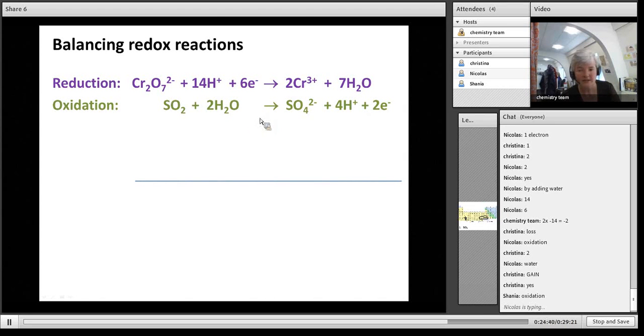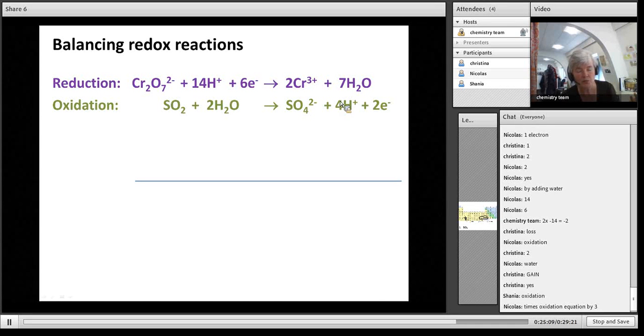So Nicholas is typing there, and just for sake of time, yep, times this oxidation equation, the one in green, by 3. So I put a 3 in front of the SO2. I multiply this water by 3, so 2 times 3 is 6. I put a 3 in front of the SO4 2 minus, because 3 times 1 is 3.